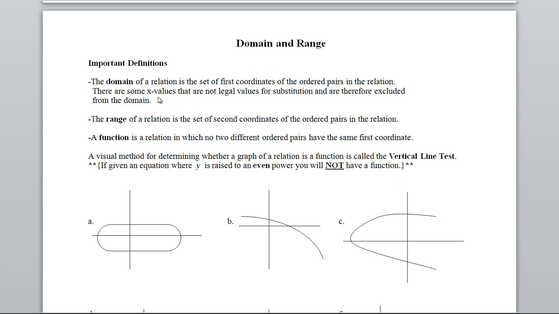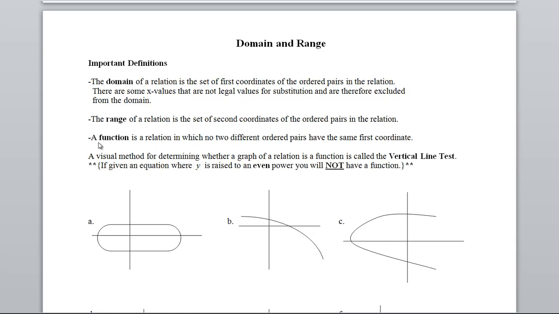There are some x values that are not legal values for substitution and are therefore excluded from the domain. We cannot divide by 0, and in this course we do not look at imaginary numbers, so that means no negatives under an even root. The range of a relation is the set of second coordinates of the ordered pairs, which means your y values.